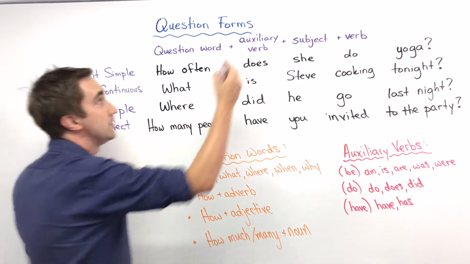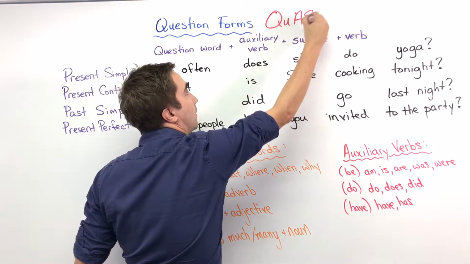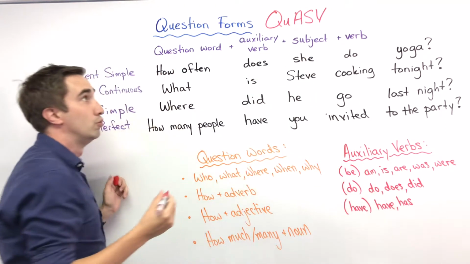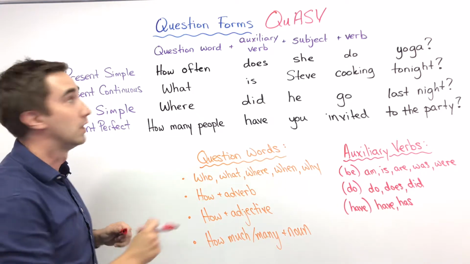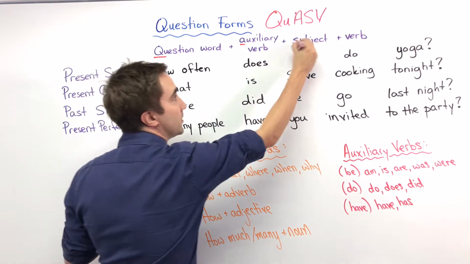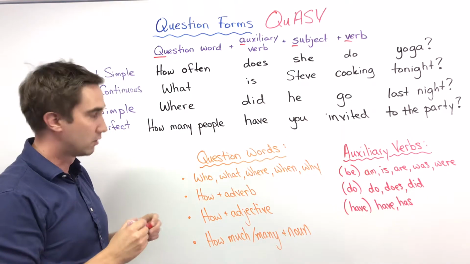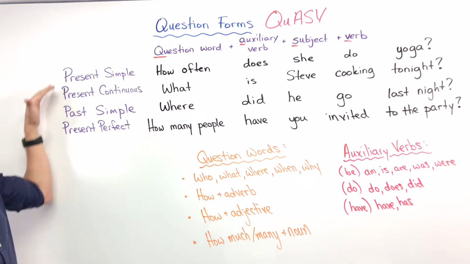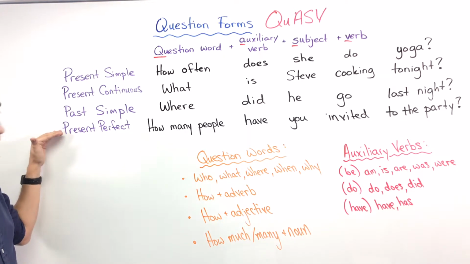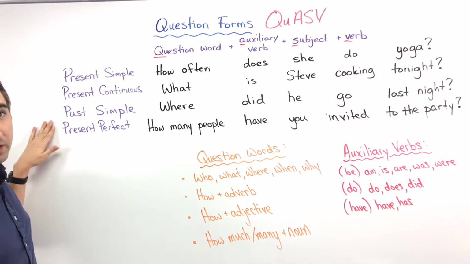Okay? An easy way to remember that is QUASV. Okay? So that's question word, auxiliary verb, subject, and verb. Okay? So here you can see that we have 4 different grammar points. Okay? Present simple, present continuous, past simple, and present perfect.